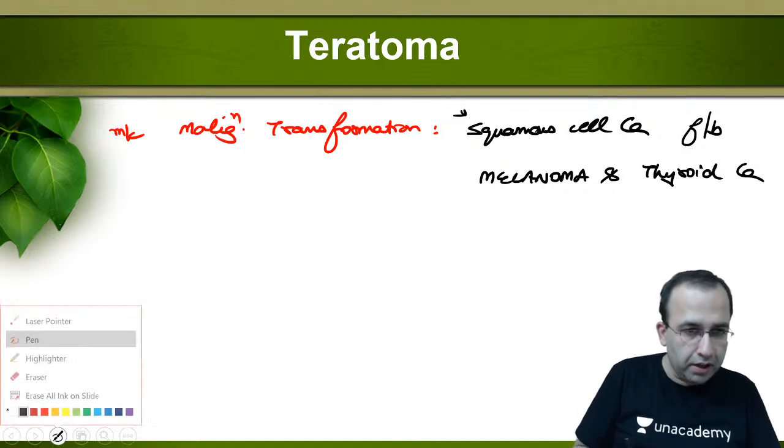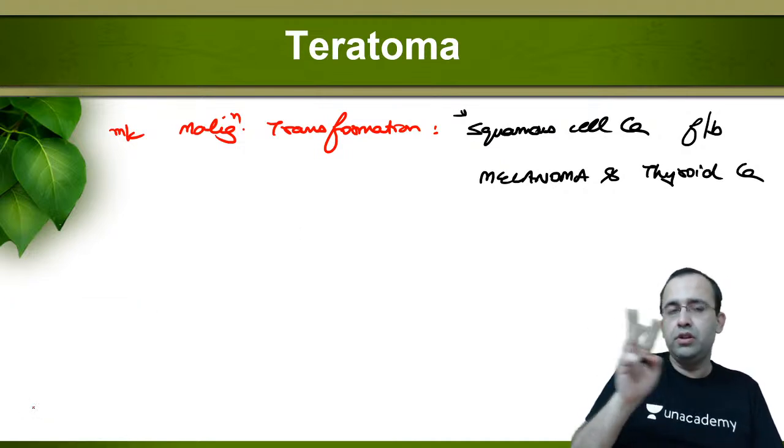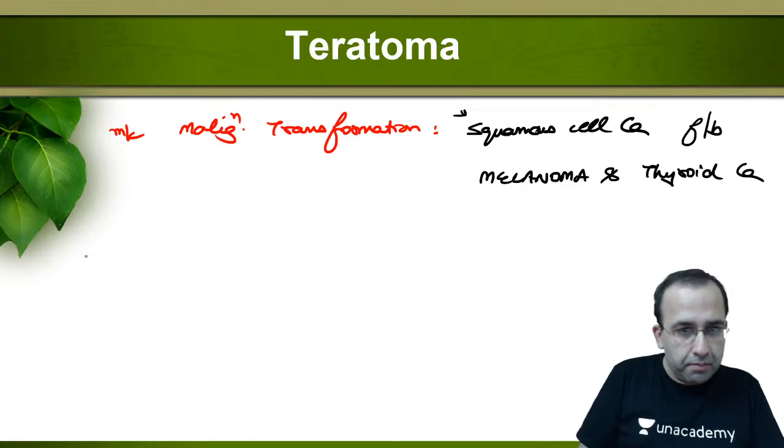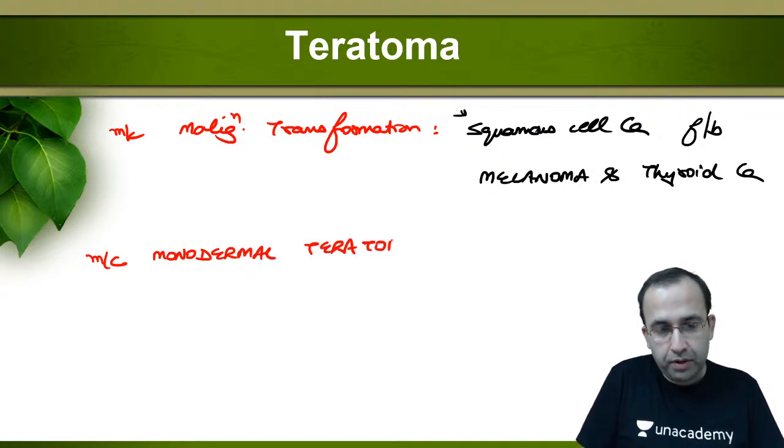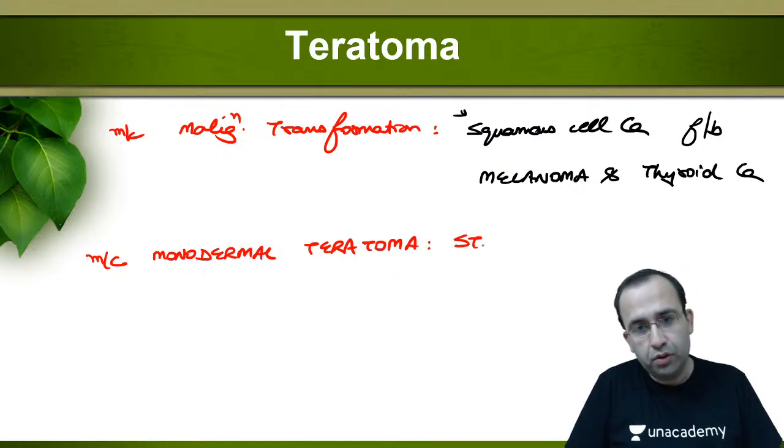Next point. We saw that teratoma has all three layers: ectoderm, mesoderm, endoderm. But it can be monodermal also. Most common monodermal teratoma is struma ovarii.